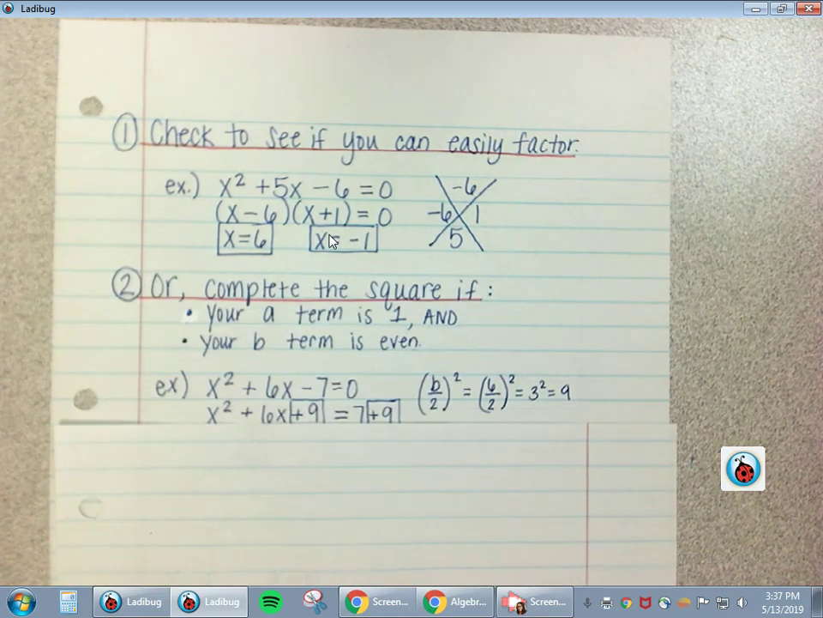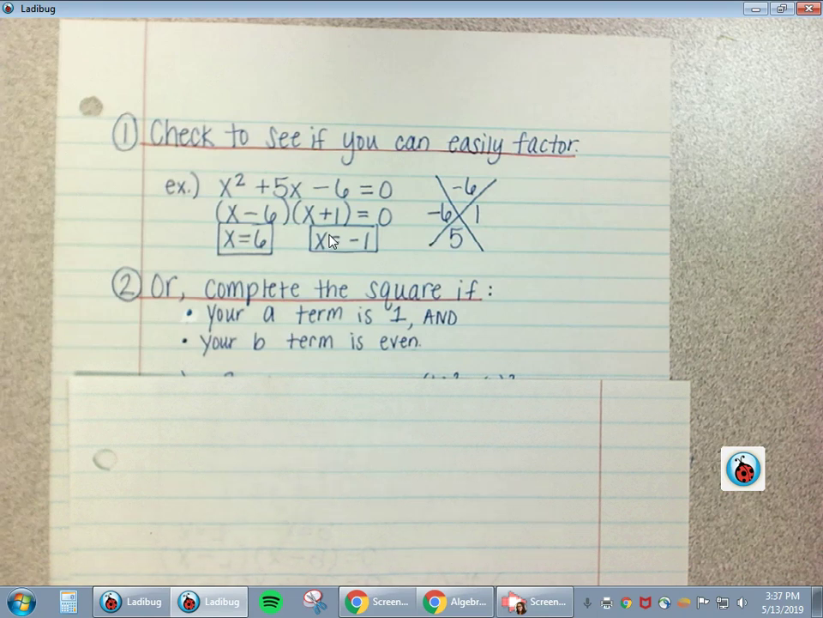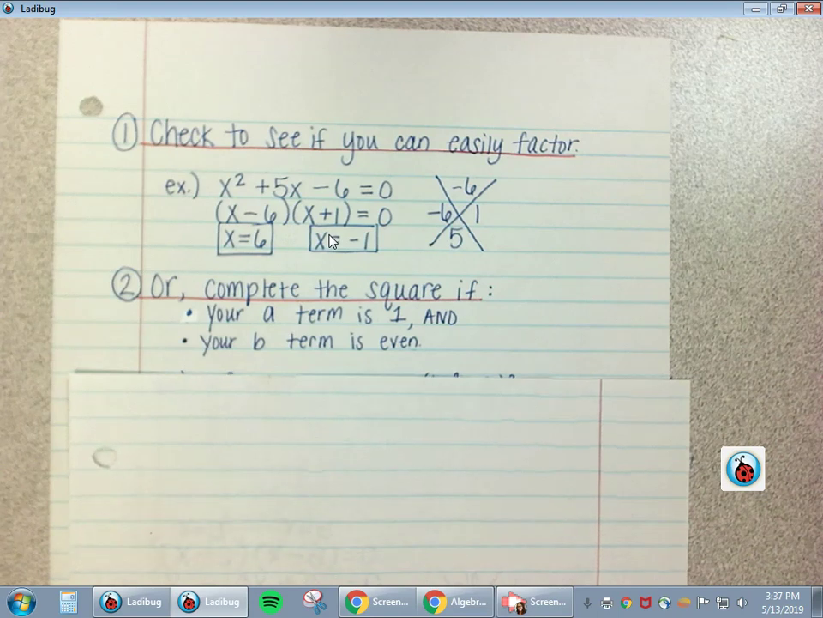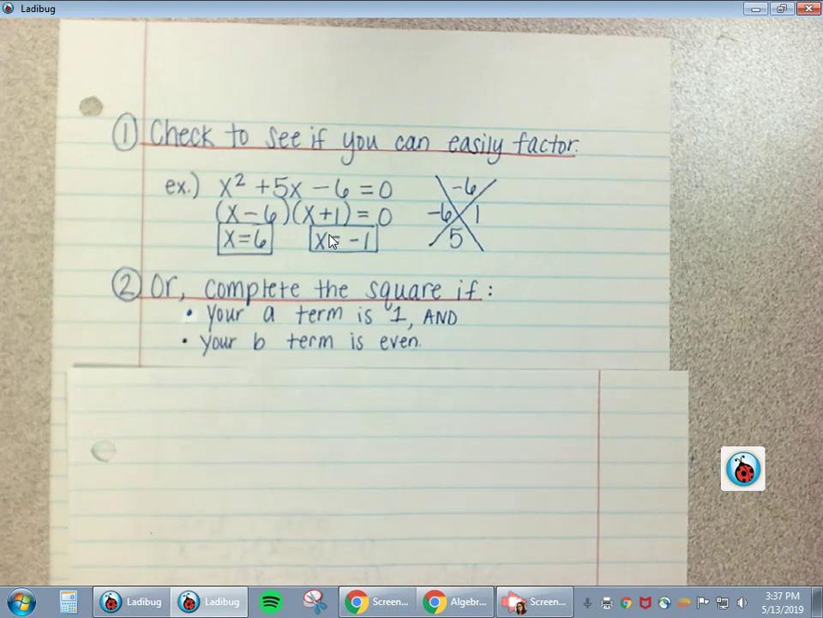If you want to complete the square, then my advice to you is to look for a problem where two things are the case. First off is that your a term is 1. If it's not 1, don't use complete the square. There's a way to do that, but honestly, I didn't show it to you, and it's not necessary. It takes too long. You should just use a different way. So if your a term isn't 1, don't try to complete the square. It's kind of a big mess and waste of time.